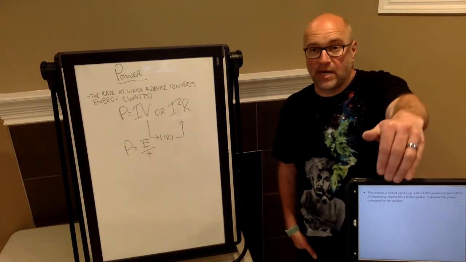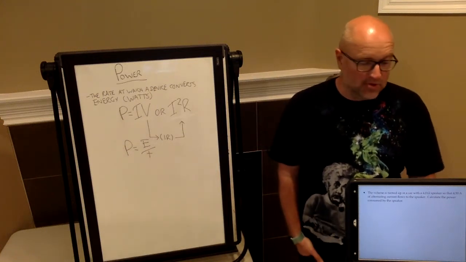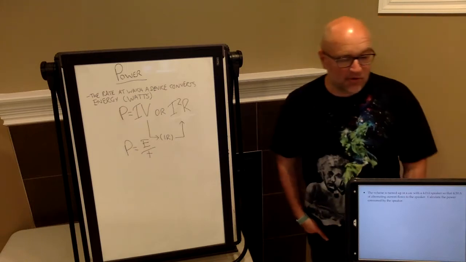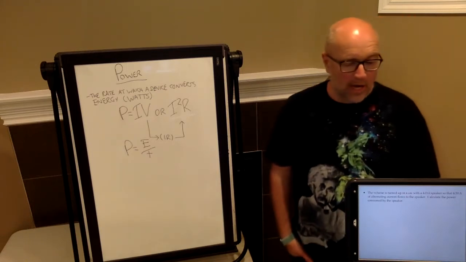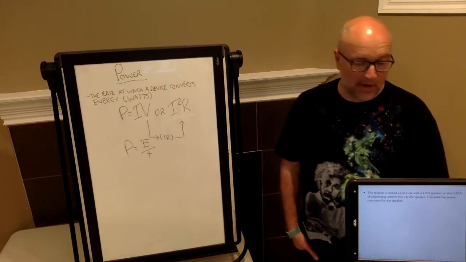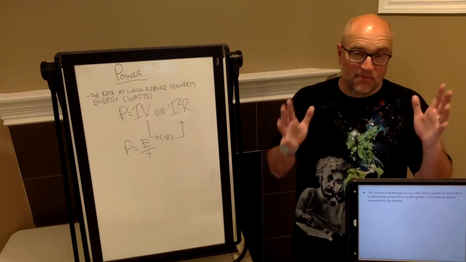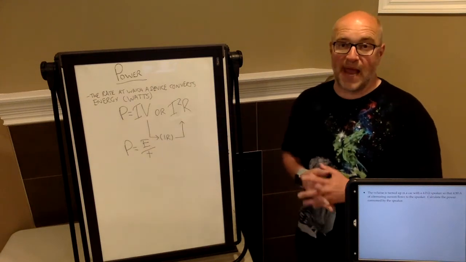Let's go through a couple of examples in your textbook here. They are in your notes right here. Pause the video when I ask you to go over the answers as per usual. Here's what I've got. The volume is turned up in a car with a 4 ohm speaker, so that 4.5 amps of alternating current are flowing through the speaker. Calculate the power that's consumed by the speaker. Okay, pause me if you need to. Use one of these three equations to make it happen.